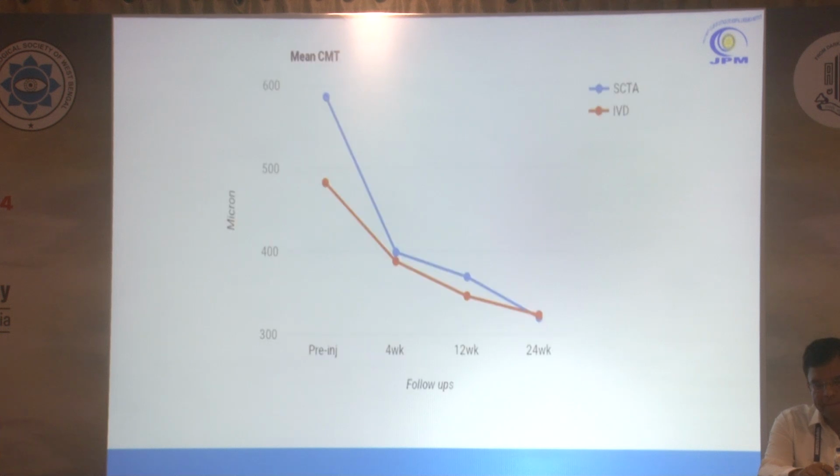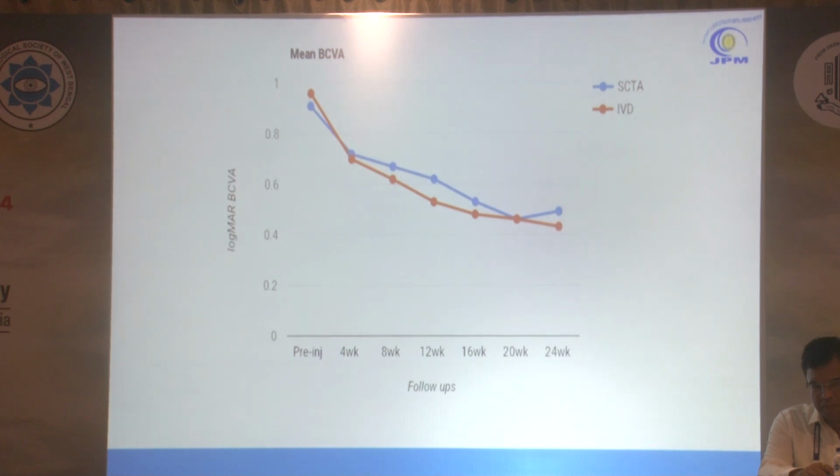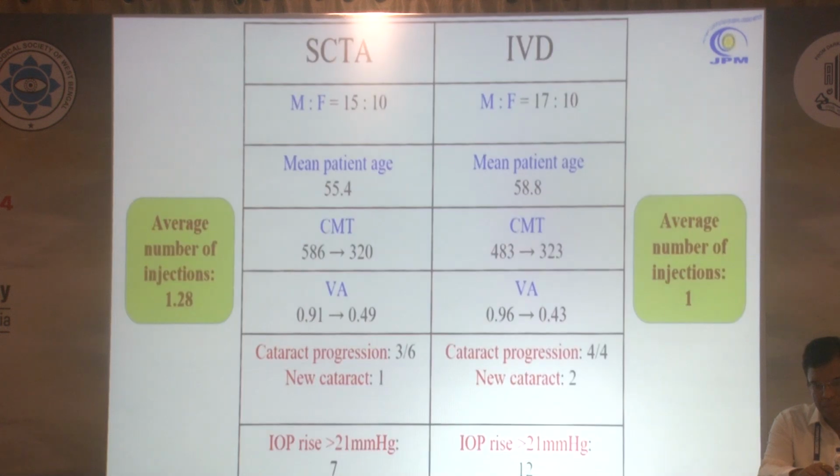The CMT in the blue is showing suprachoroidal triamcinolone acetate, and the red one, the dexamethasone. The CMT was higher in SCTA group initially, but finally it almost matched with the IVD group. The visual acuity is also a little less improved in SCTA group initially, but finally the improvement was better than the IVD group.